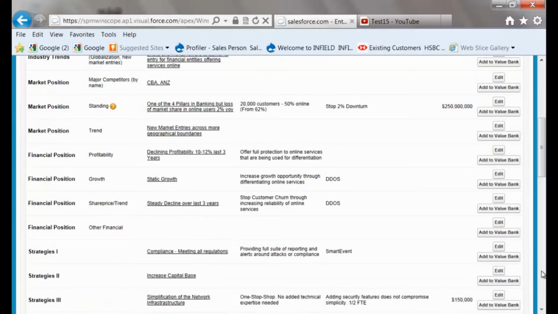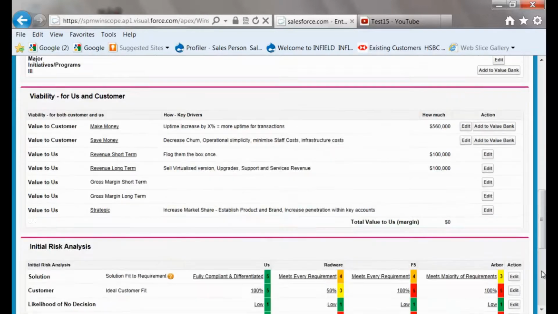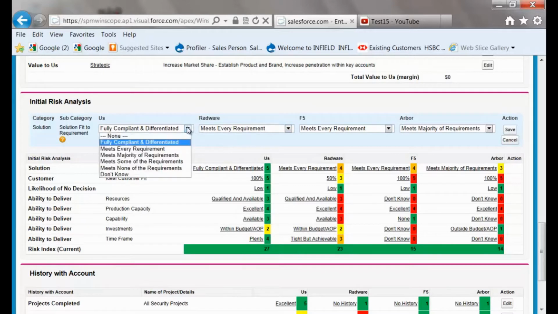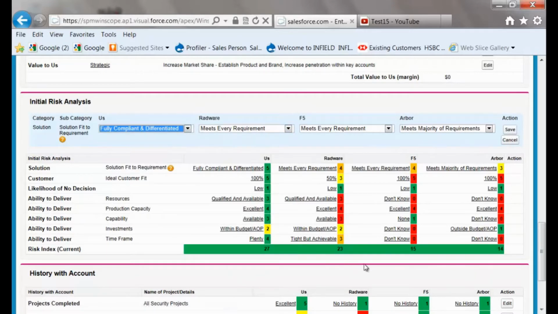You can also analyze your position with this opportunity and assess your customer's strengths and weaknesses against the same criteria. The risk analysis tool gives you a heat map view of your overall position. You can see at a glance where you stand.